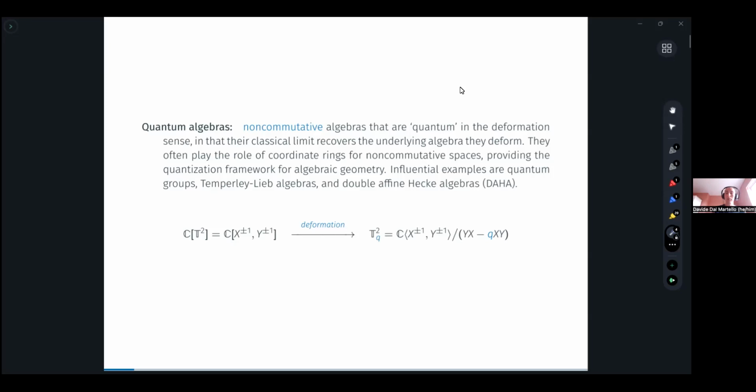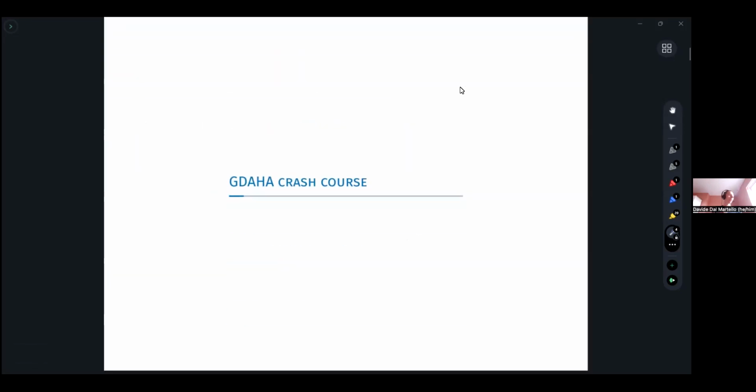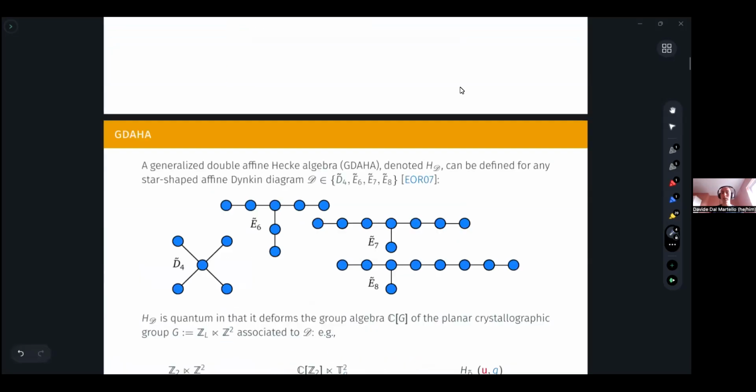Good. So before outlining the plan of the talk, I want to get you all, at least very quickly, as a crash course, introduced to the special class of quantum algebras I worked on, which goes by GDAHA for short, the generalized double affine Hecke algebras, and we'll see in which sense they are generalized.